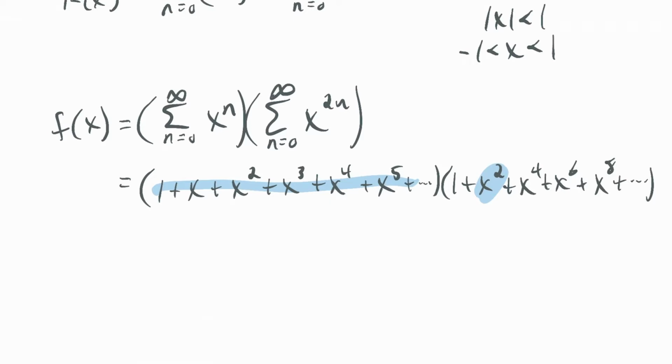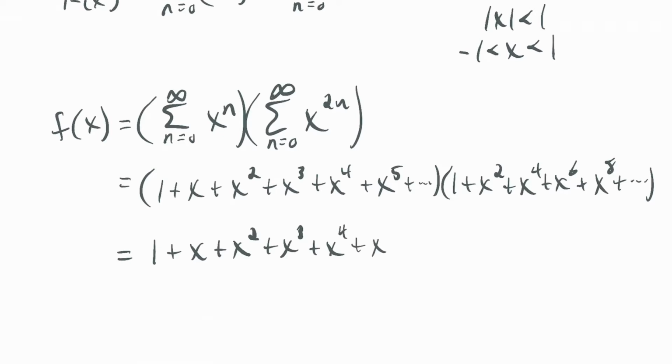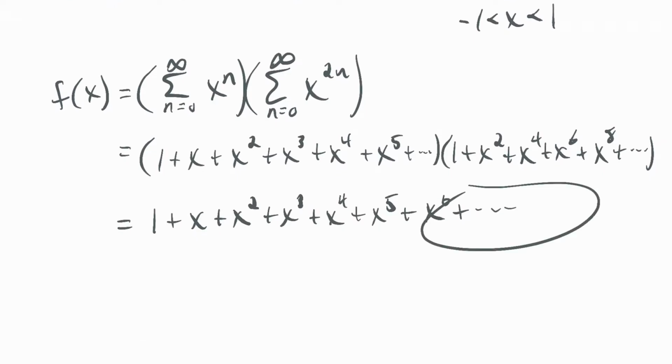You'll see what I mean. So this equals 1 plus x squared plus x cubed plus x to the fourth plus x to the fifth plus, let's do 1, x to the sixth plus dot, dot, dot. That's fine. Maybe we'll erase this and put more in later.